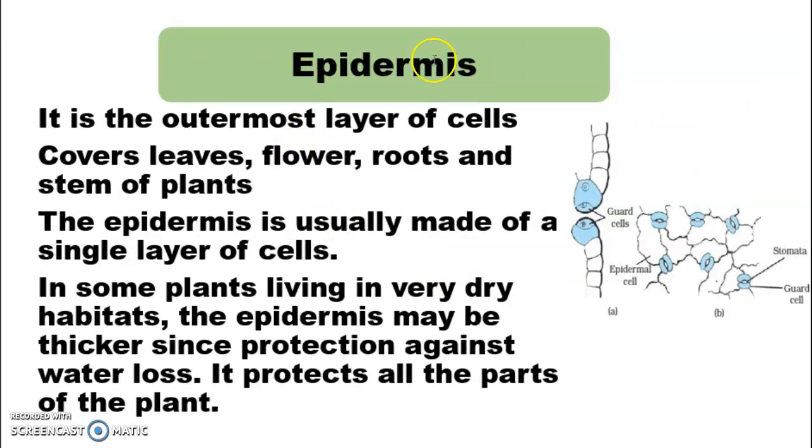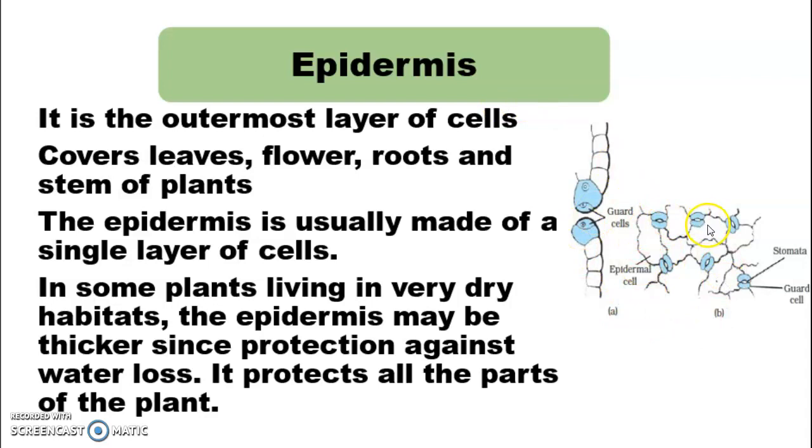Now we will talk about the epidermis of the plant. It is the outermost layer of cells, and it covers the leaves, flower, root and stem of the plant. It is usually made up of a single layer, but in a dry habitat where water is very scarce, the epidermis may be much thicker so that it can prevent water loss, and it protects all the parts of the plant. It secretes some waxy substances so that it can also provide protection against mechanical injury, invasion by parasitic fungi, etc. So it plays a very important role in protection.